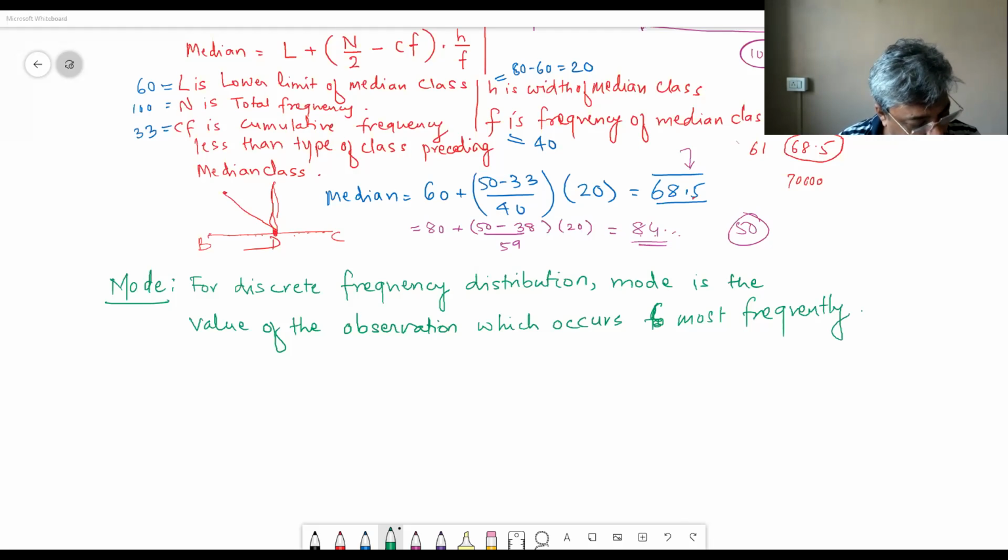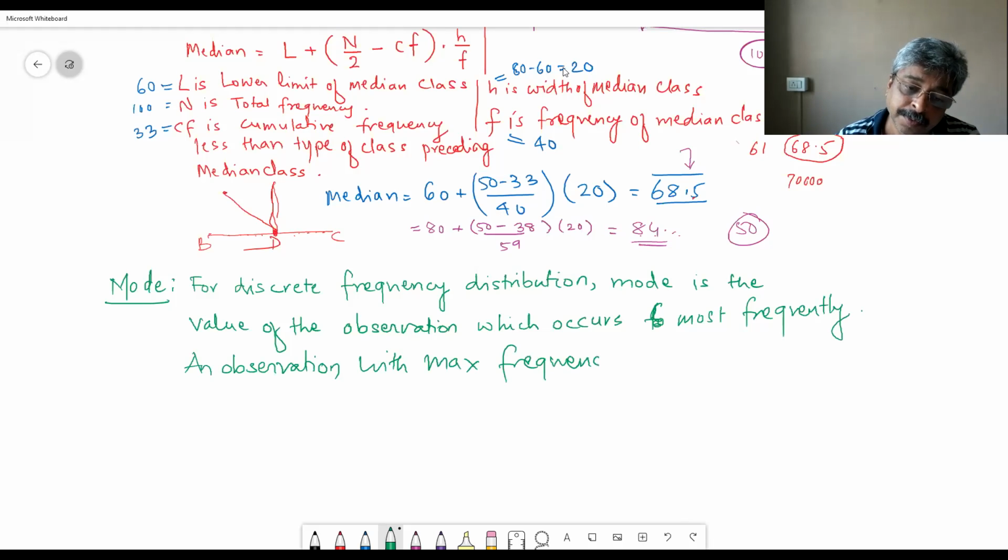That is, an observation with maximum frequency is called mode.